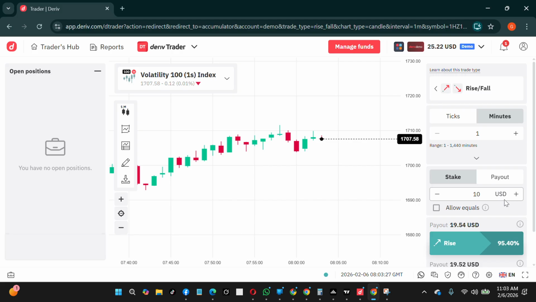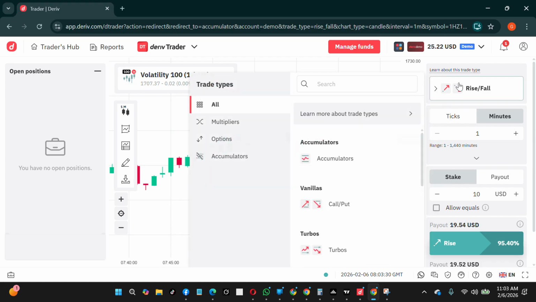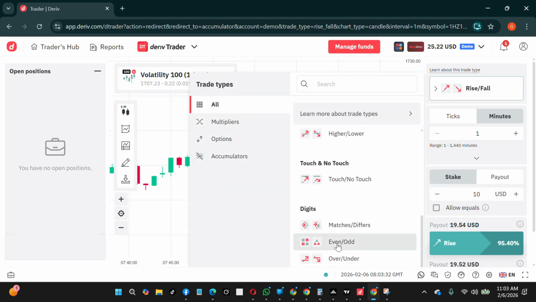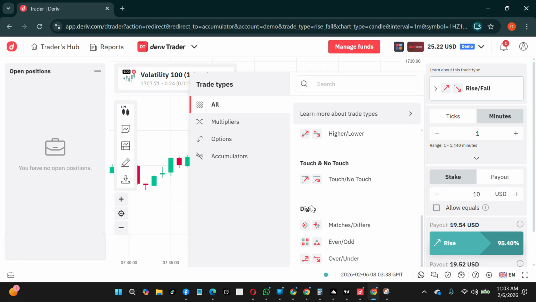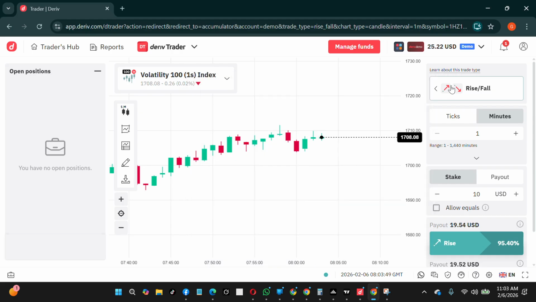I'll be teaching the strategies, but not today, because I must explain about these different trade types that we'll be dealing with. So we are done with the prediction of the direction. The next class we'll be dealing with the digits, digits only. That's the matches differ, the even odd, the over under. We'll be dealing with the digits strictly.